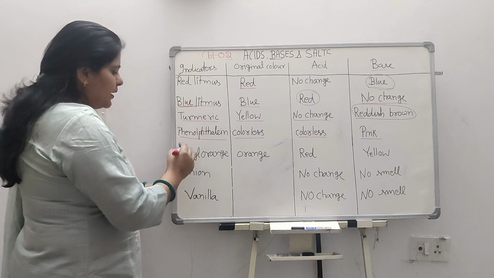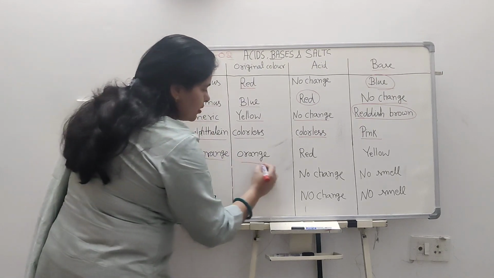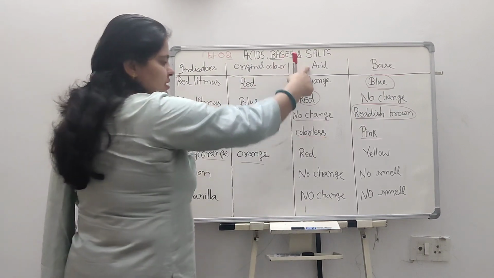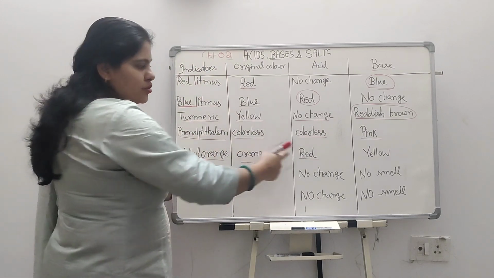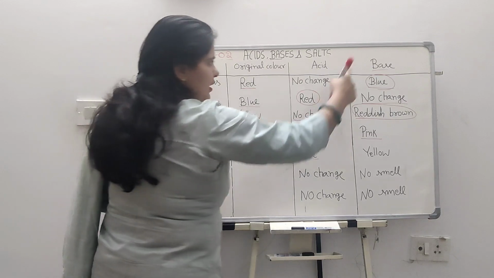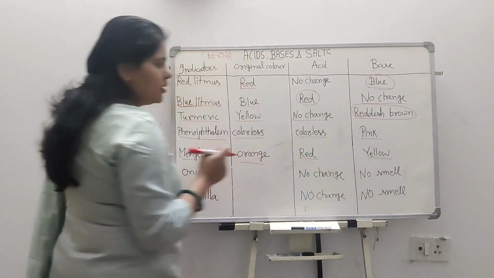Another indicator is methyl orange, and its original color is orange. If you add methyl orange to acidic solution, its color changes to red. And if you add methyl orange to basic solution, then its color changes to yellow, means from orange to yellow.